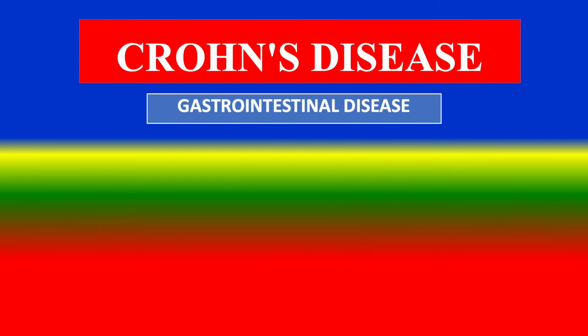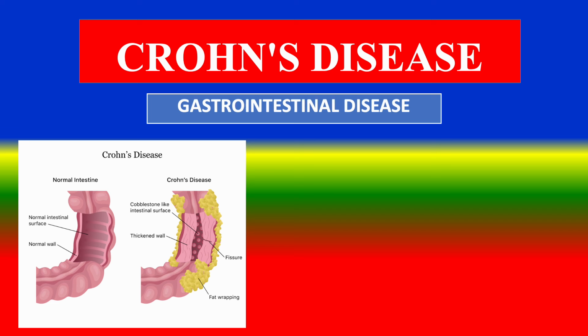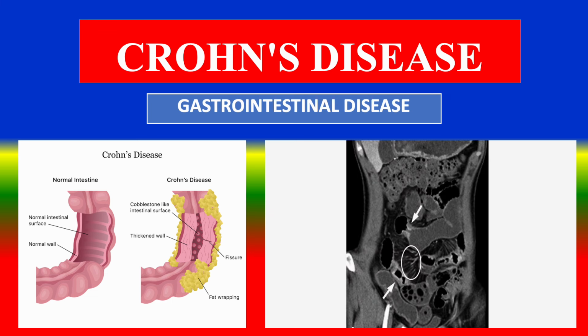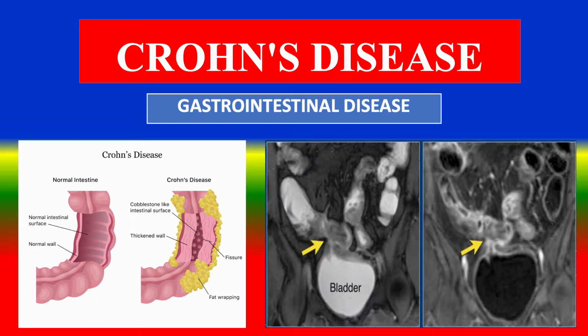Crohn's disease. It's a gastrointestinal disease. Look at this picture, it shows a normal intestine and Crohn's disease affected intestines. Barium x-rays, mainly barium enema findings. CT findings and MRI. Look at this. Detail going on.